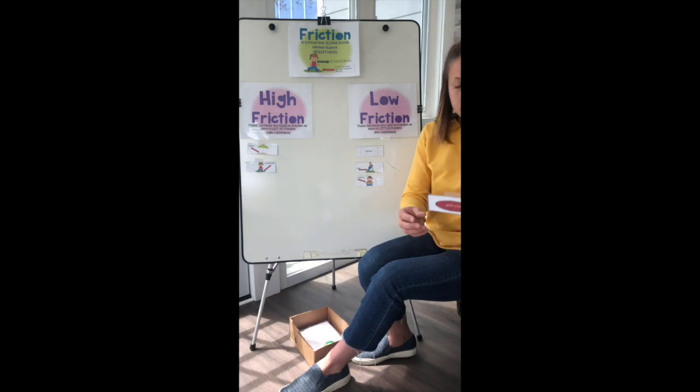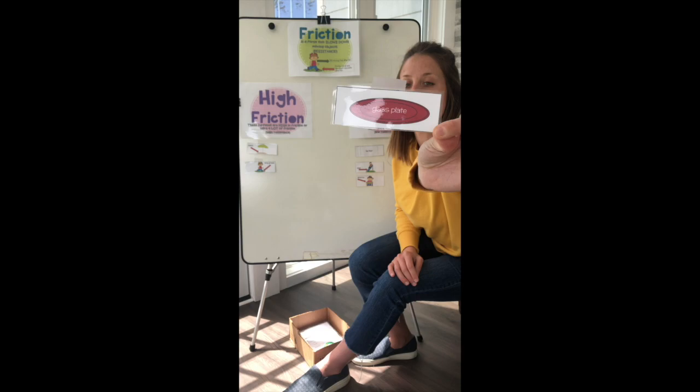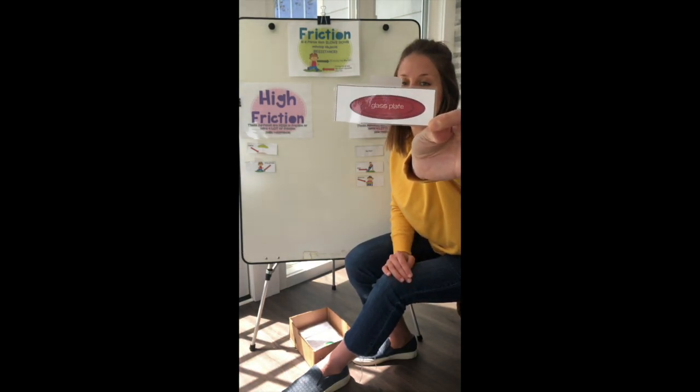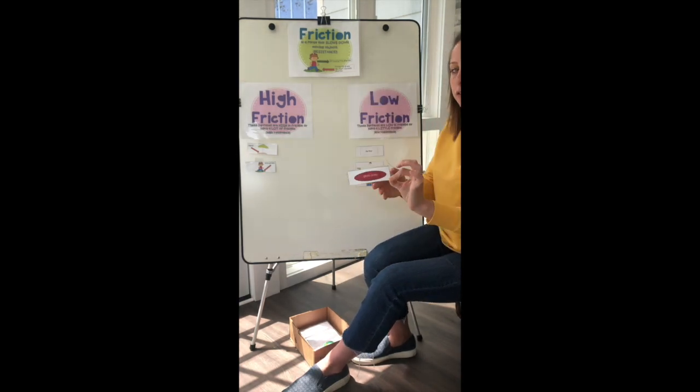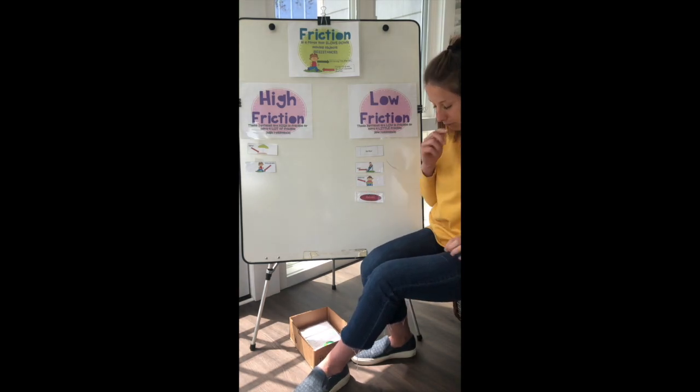Okay? Next is a glass plate. High friction or low friction? If you put an object on a glass plate, is it just going to stop, or is there a possibility of it slipping around? There's a possibility of the object slipping around, so that's low friction.